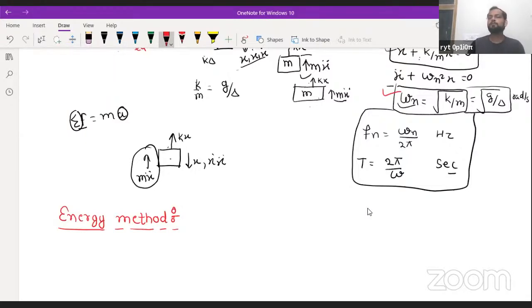So remember this formula, root k by m or root g by delta. Delta is what? When you hang the mass, in that condition you observe whatever deflection. So when you put it here, you will get the natural frequency.